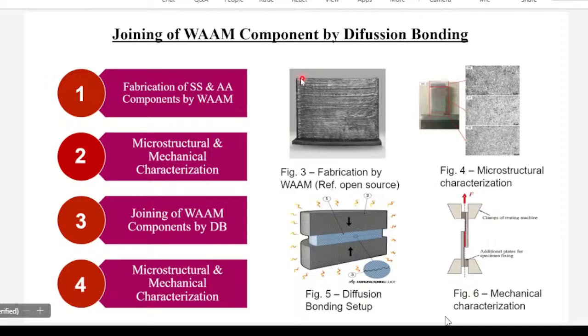You can also do work on joining WAAM components by diffusion bonding. In this concept we are the pioneers; in ScienceDirect or other journals, we don't find such papers. Only three to four papers are there, which we have published. So this is a new emerging topic. With diffusion bonding, we can join WAAM components for heat exchanger applications. For heat exchangers, we can develop this technology and make a good bond out of it.